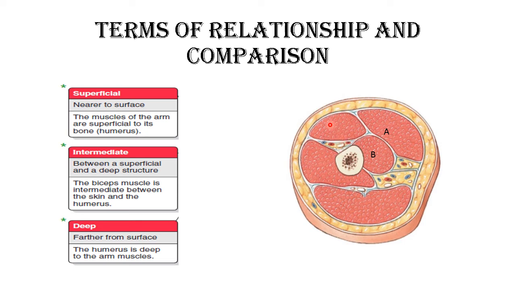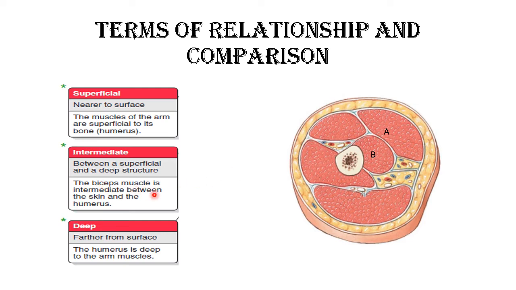So if we describe the skin in relation to the muscle or the bone, we can say that skin is lying superficial to the muscle and skin is also lying superficial to the bone. Next we have muscle. So we can say that muscle is lying superficial to the bone. Then we have intermediate. Between the superficial and the deep structure, there is a certain structure, and the position of that structure is known as intermediate.